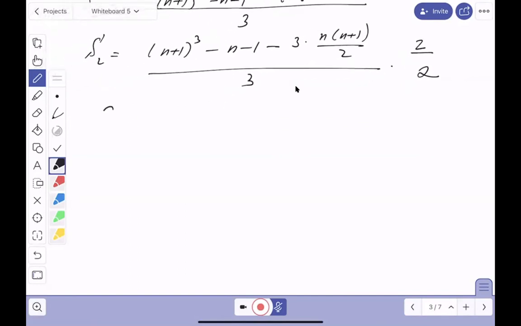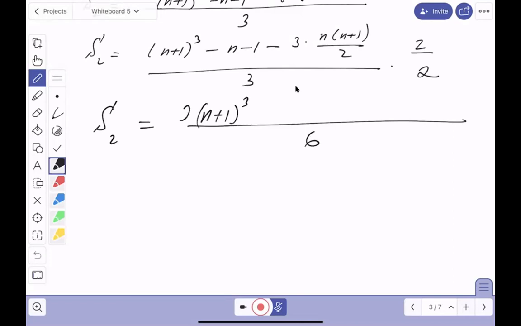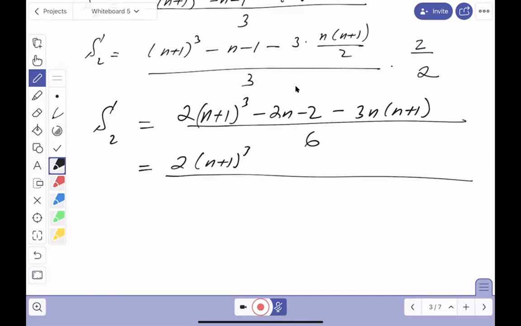And what's S2 going to be? 2 times 3 on the bottom is 6. That's easy. Then you get (n+1)^3 times 2 minus 2n minus 2 minus 3n(n+1). Oh, this looks tough. Let's keep going. 2(n+1)^3 - 2(n+1) - 3n(n+1) over 6.